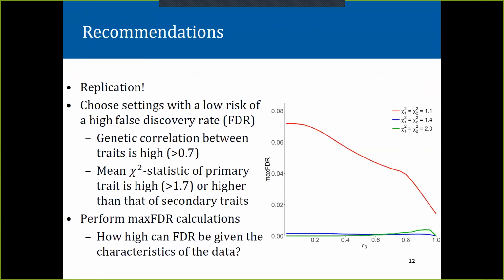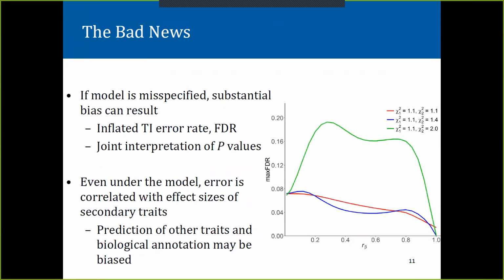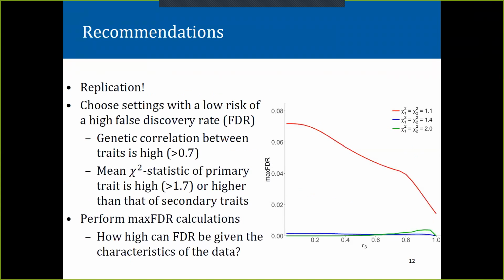If you recall from this figure that I showed you, there are some settings where the false discovery rate can get very high. But there are settings where the false discovery rate is more limited. For example, when the genetic correlation between the two traits is high, the false discovery rate will tend to be much lower. The rationale for this is, as you recall, the SNPs that really kill us in MTAG are the ones that are null for whatever trait we're interested in, but are associated with the other traits that we've included.